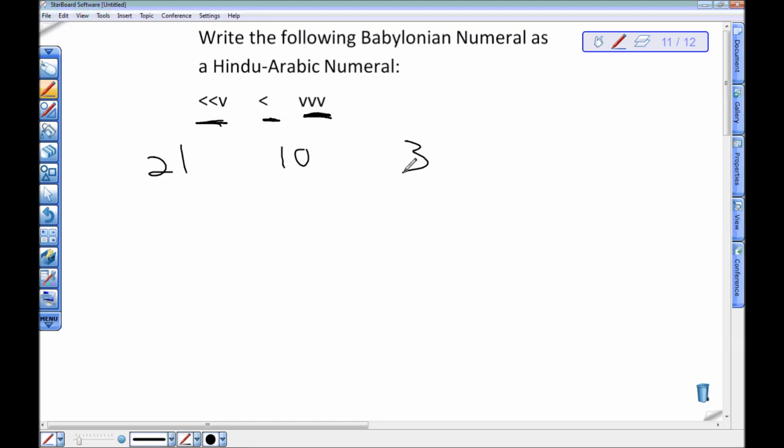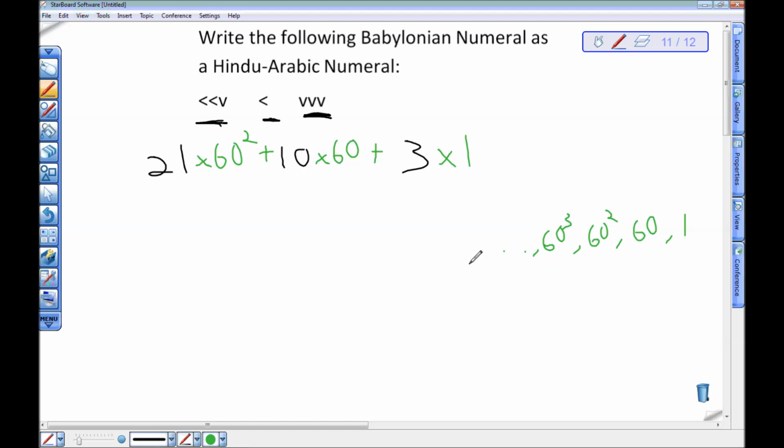Now I have to remember what the place values for this system are. Well, the Babylonian numeral system is a base 60 system. So starting on the right, they're 1, 60, 60 squared, 60 cubed, and so on. So this is actually 3 times 1. This is 10 times 60. And this is 21 times 60 squared. So to write this as a Hindu-Arabic numeral, I need to find out what each of those things actually is.